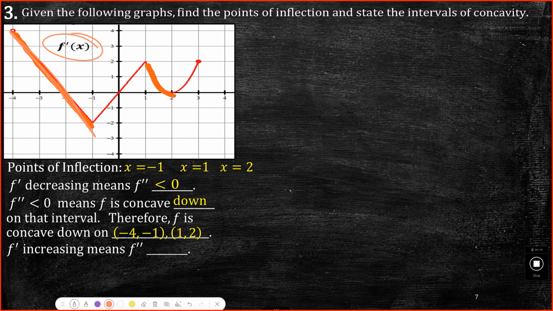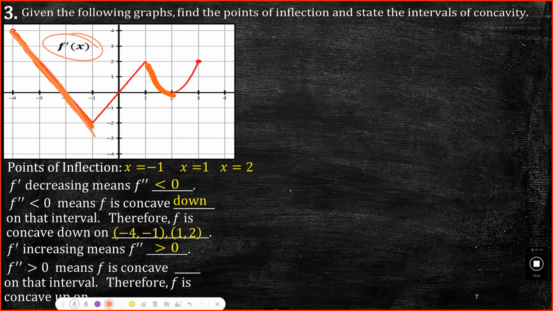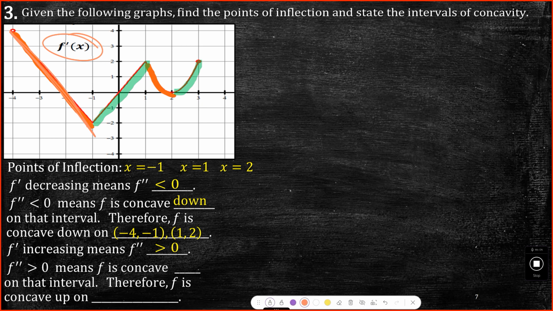F prime increasing means f double prime is greater than 0. F double prime greater than 0 means f is concave up on that interval. Therefore f is concave up on negative 1 to 1 and then 2 to 3.